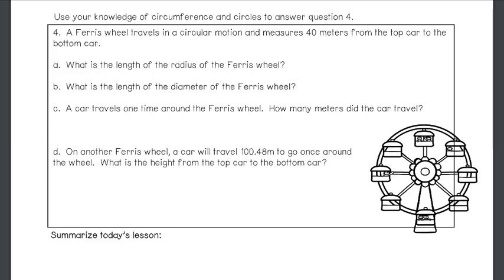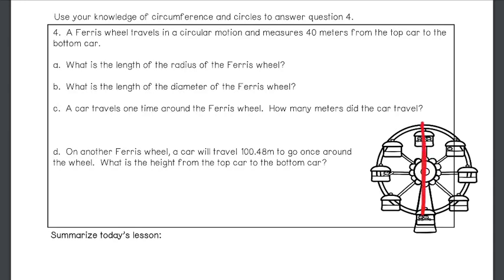Next question. So here we have a problem about a Ferris wheel, and we have to answer 4 questions for this Ferris wheel problem. The very first thing you'll notice is that this Ferris wheel is traveling in a circular motion, so it's forming a circumference as it travels. And it says there that it measures 40 meters from the top of the car to the bottom car.